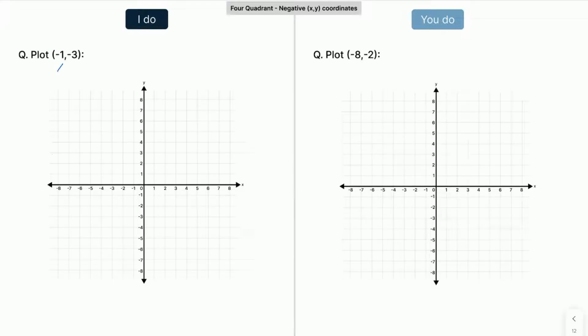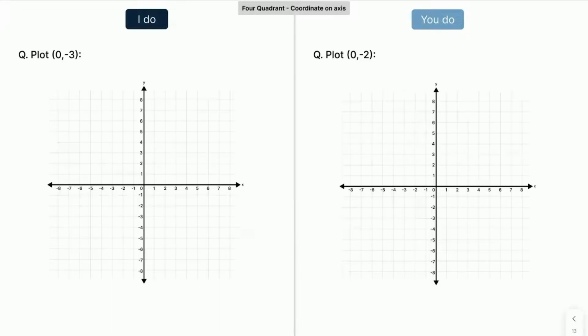And the exact same example again, with 2 negatives. So we have x as -1, y as -3. And on the right, we have x as -8. So we go along the corridor and then down the stairs. That is there.